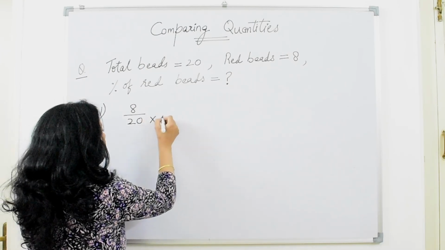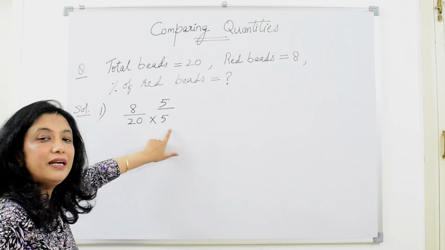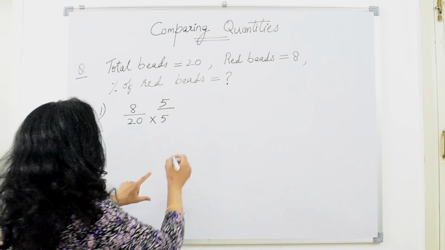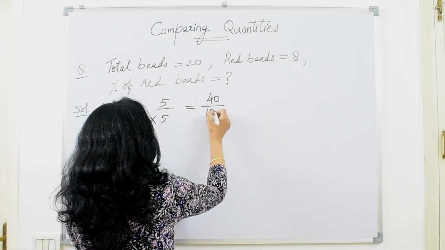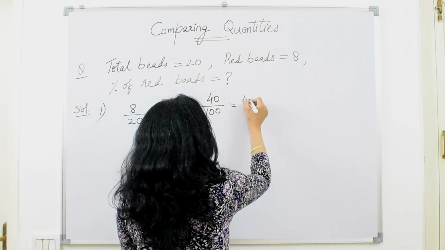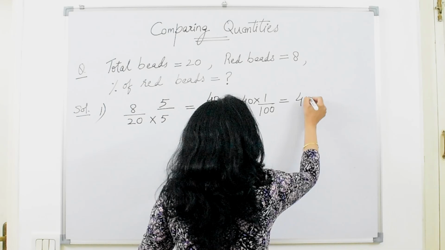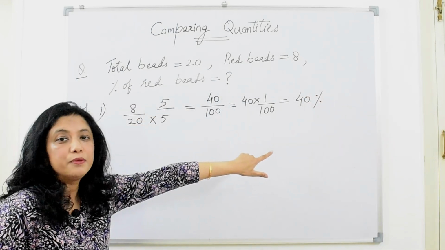How? We will multiply by 5, both the numerator and denominator, because 20 multiplied by 5 is 100. So we will multiply it by 5 directly. Then we get 40 divided by 100, 40 multiplied by 1 by 100. This becomes 40%. So percentage of red beads is 40%.